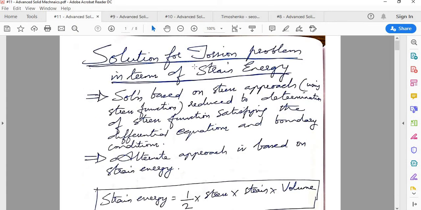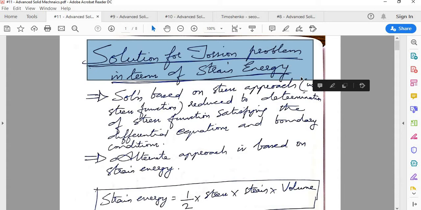So proceeding with today's lecture, this is one more topic straight away mentioned in your syllabus. Till now, in the last 3 lectures, we were dealing with the solution of the torsion problem in terms of stresses. So let us discuss how the solution changes when you deal with strain energy.